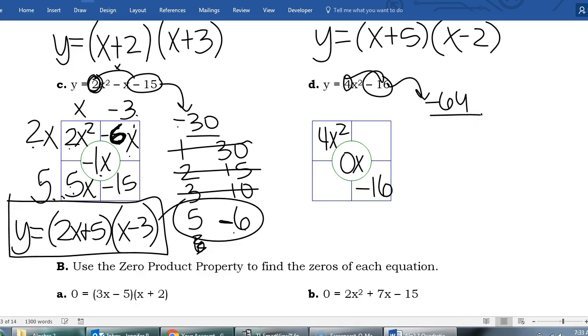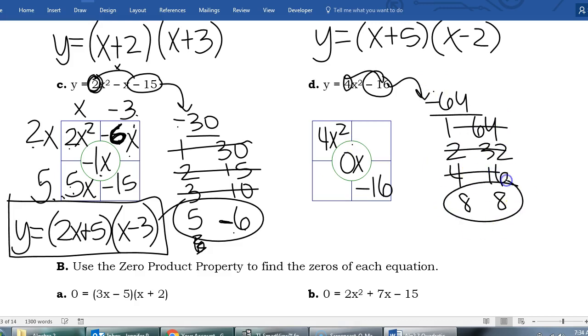And now I need my factors of 64. 1 and 64, 2 and 32, 3 doesn't work, 4 and 16, 5, 6, 7, 8, and 8. Those are my factors of 64. And remember, I'm trying to subtract to get 0. So 8 minus 8 is 0. I'm going to do an 8x here. I'm going to do a minus 8x here.